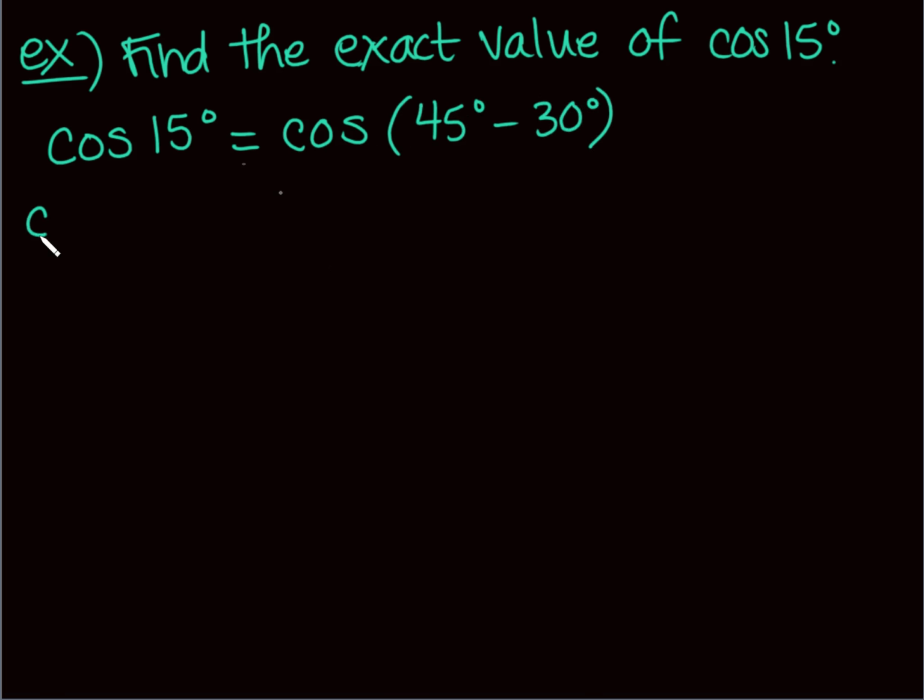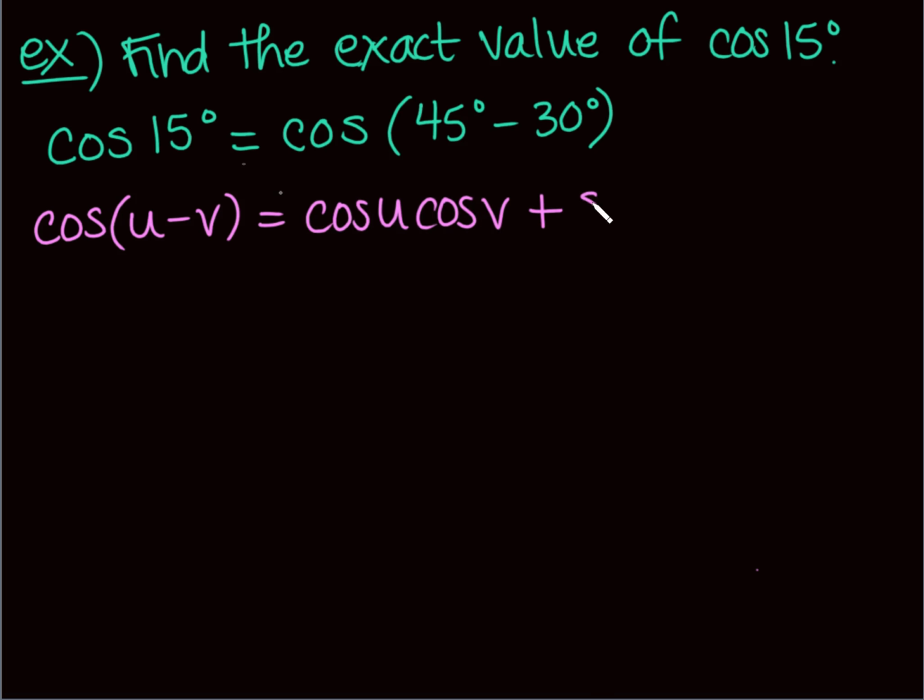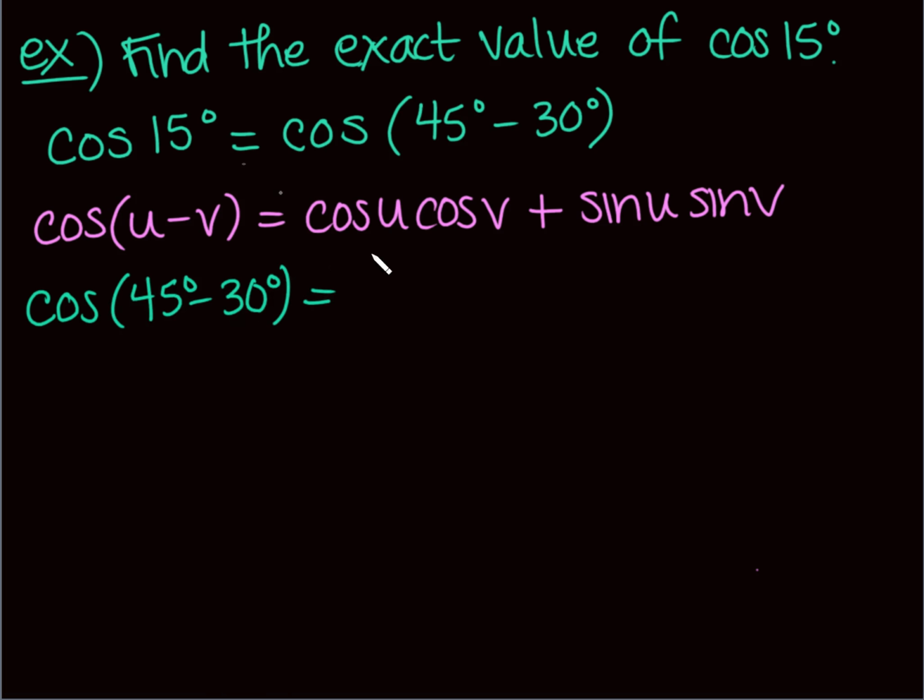Okay, and now we have this difference formula. Let's remind ourselves what that is. Let's do a different color just to help a little bit. So the difference, cosine of u minus v. Remember, you're going to take the cosine of the first, cosine of the second, and then it's the opposite sign. So then I have plus sine of the first, sine of the second. So I'm just going to use this formula. So here, cosine of 45 minus 30 is going to be the cosine.